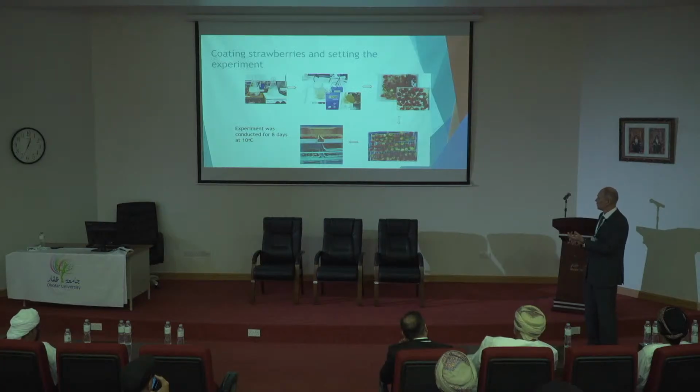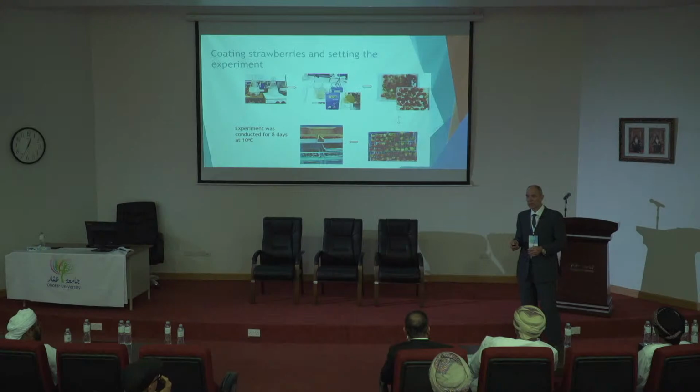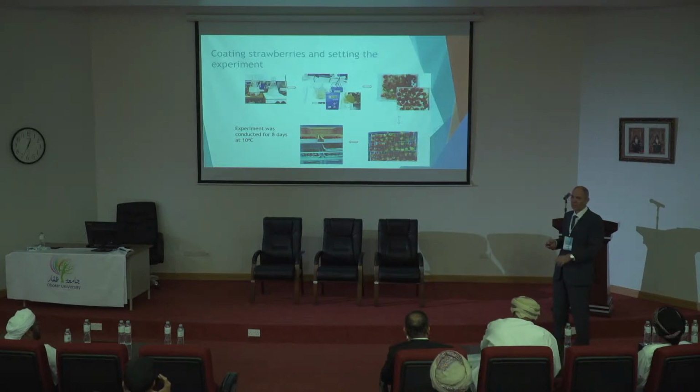So again, the color will not change. And you see that this is during the drying stage. So you have strawberries with the natural color. And then the experiment was conducted in controlled temperature chambers for 8 days at 10 degrees. And you know that if you put the strawberry in for 8 days, you know what is going to happen. It will become dry, and sometimes microbes start growing on these strawberries.